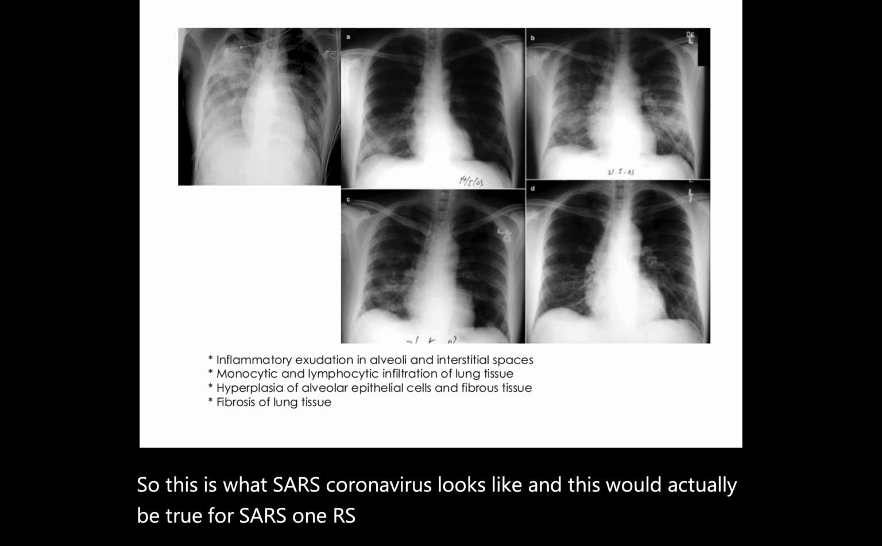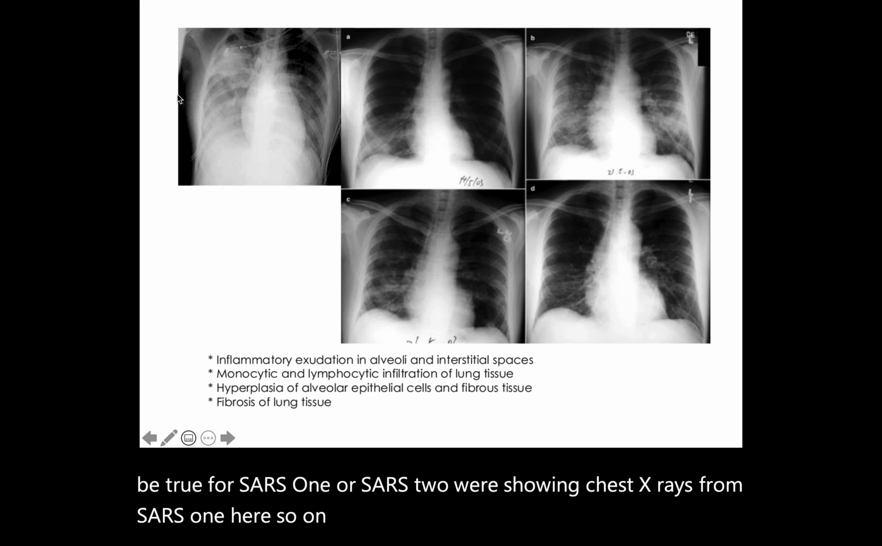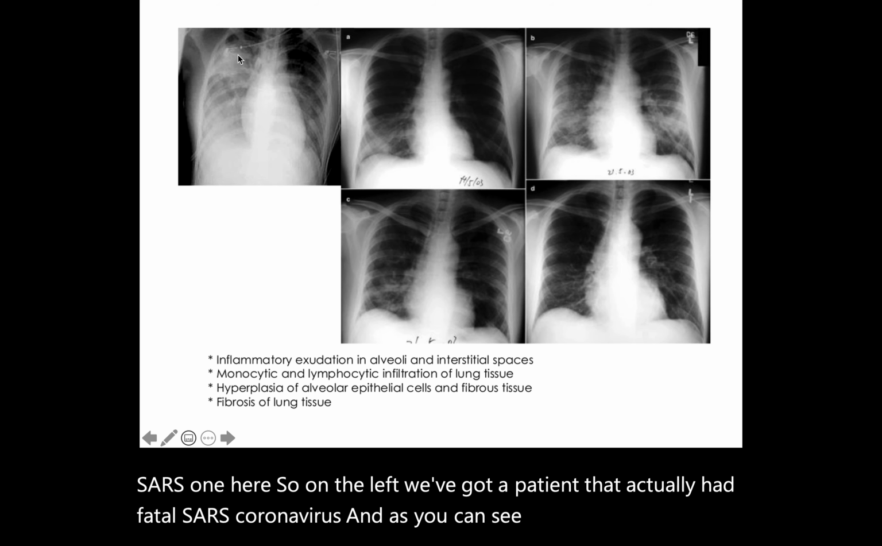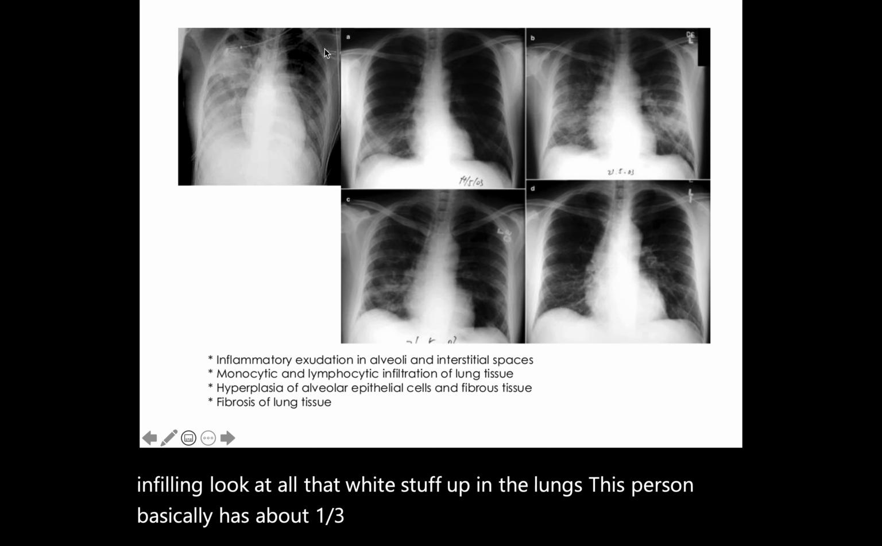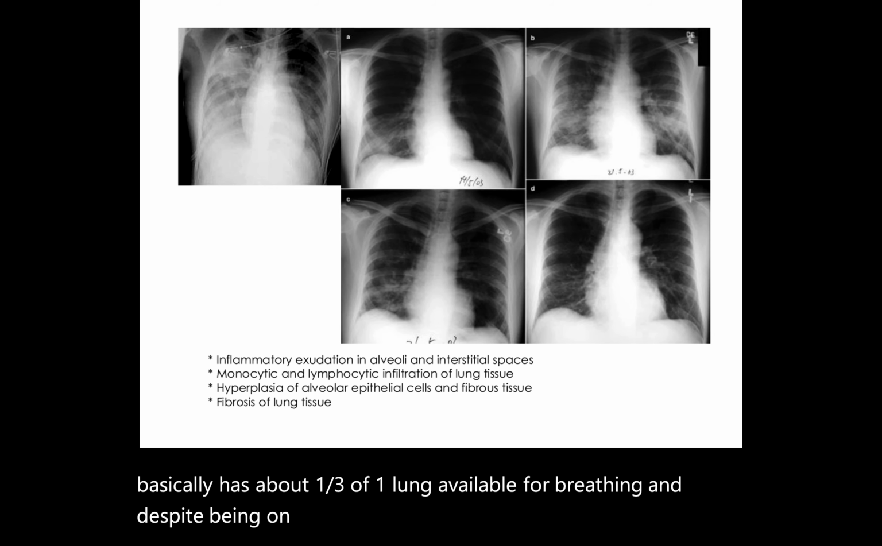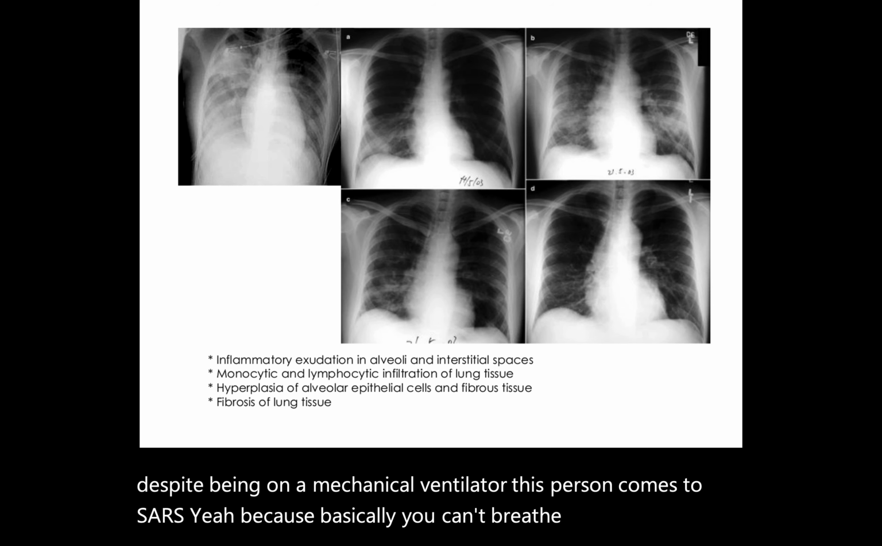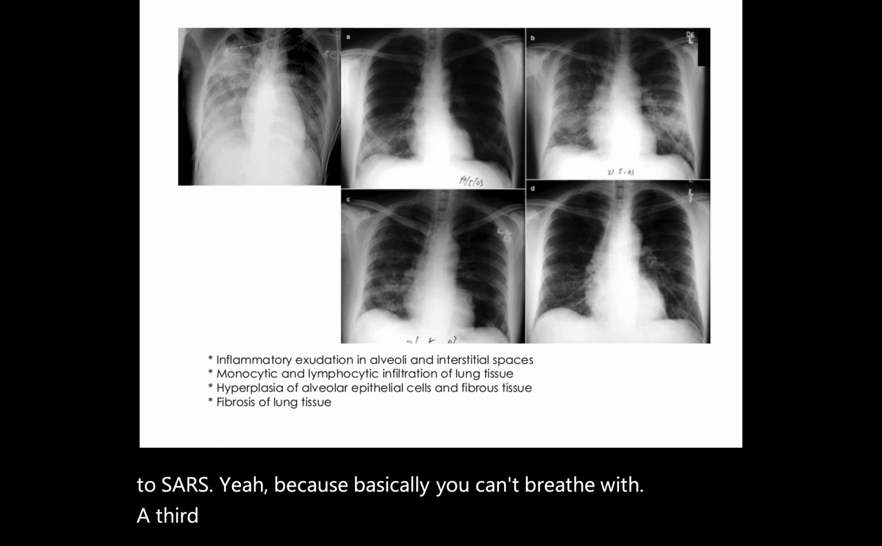We're showing chest x-rays from SARS-1 here. On the left, we've got a patient that actually had fatal SARS coronavirus. And as you can see here, look at all that infilling. Look at all that white stuff up in the lungs. This person basically has about 1/3 of one lung available for breathing. And despite being on a mechanical ventilator, this person succumbed to SARS, because basically you can't breathe with 1/3 of one lung. That's why you've got both of them there.